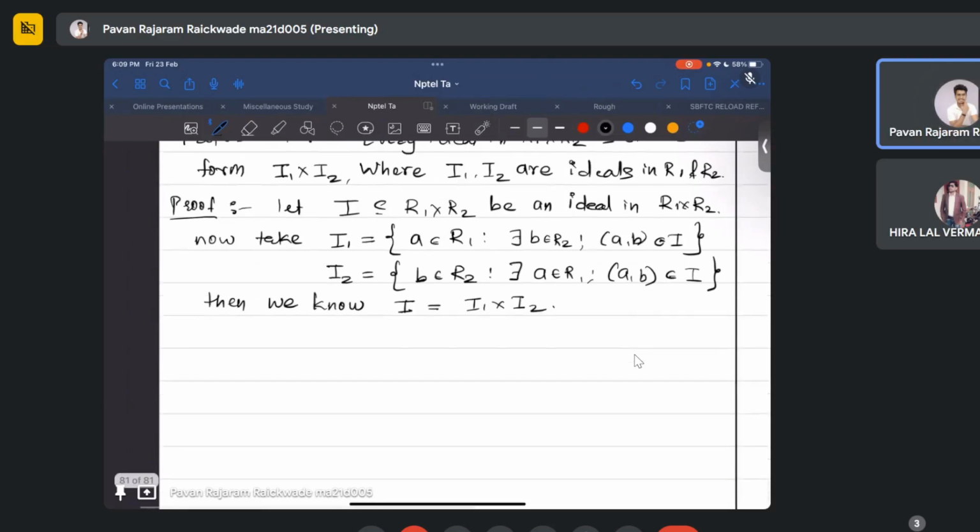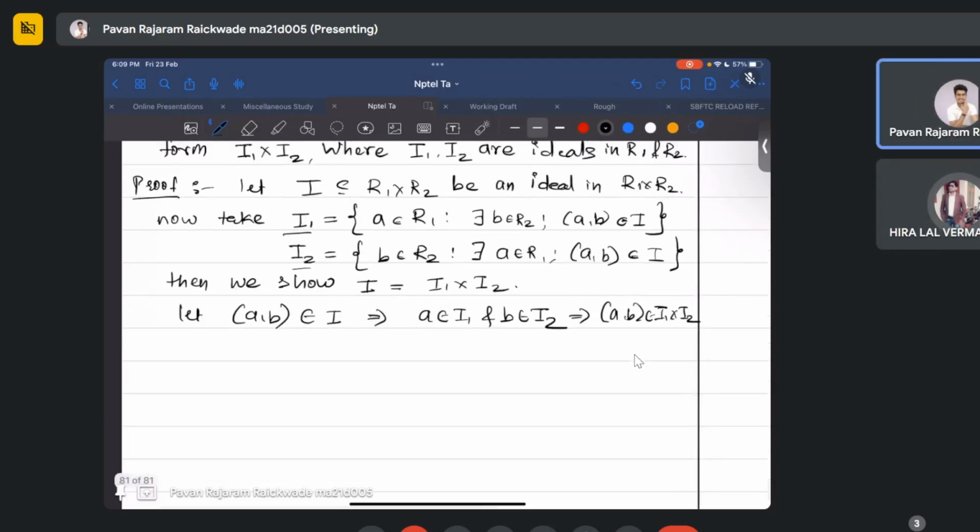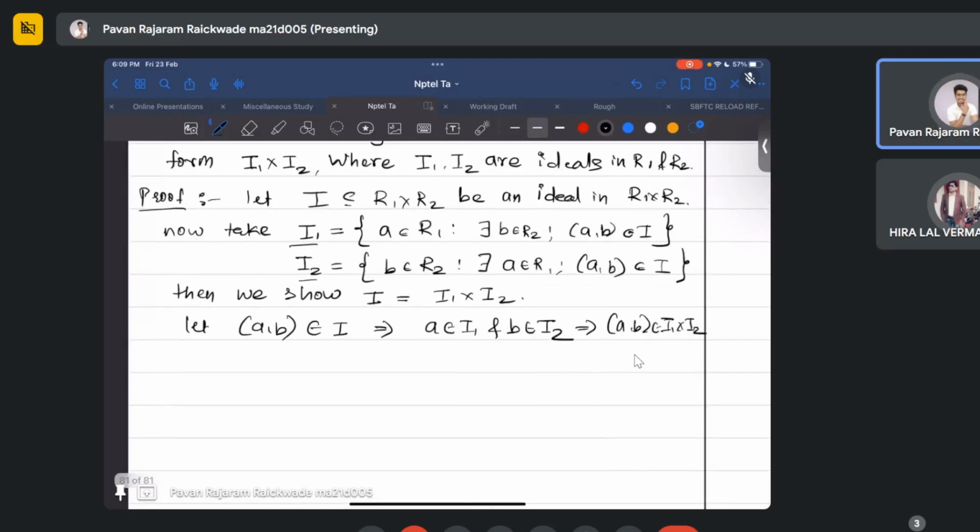If you need a shorter proof, let's show that if (a, b) belongs to I, this implies a belongs to I1 and b belongs to I2 because of how I1 and I2 are defined, and then this implies (a, b) belongs to I1 cross I2. Am I audible properly? If there is any problem in voice, let me know. You are audible. Okay, thank you. So then I get (a, b) belongs to I1 cross I2.